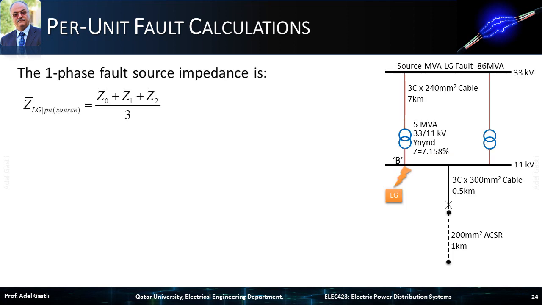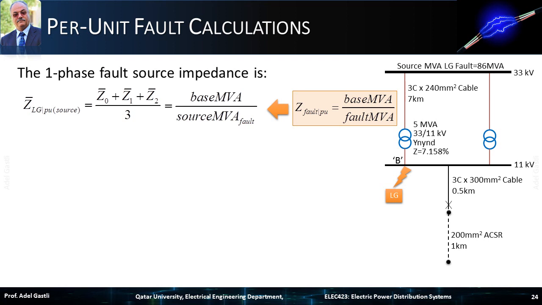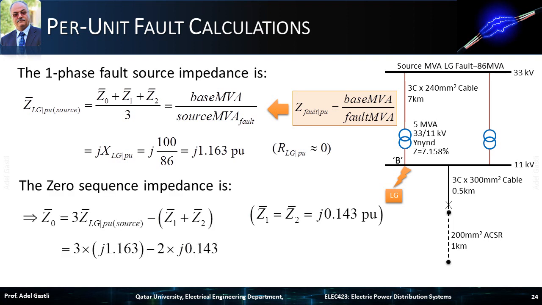Applying it to the single-phase fault source impedance, and knowing that the fault impedance in per unit is actually the ratio of the base MVA over the fault MVA, we can write that this fault source impedance equals base MVA over source MVA fault. That is equal to J1.163 per unit. Note that we considered the resistive component of the source impedance negligible. So, we can calculate the zero sequence impedance of the fault source impedance, as shown by this equation, which yields a value of J3.203 per unit.